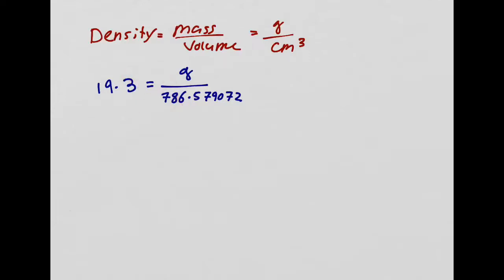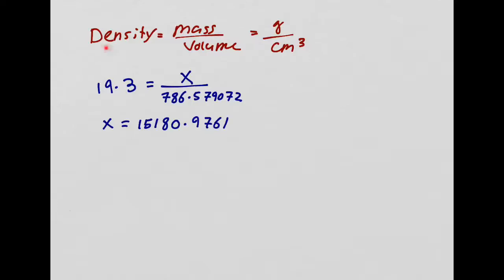Now, this is math, algebra. This is cross multiplication. And the mass over here, this one is my X because I don't have the mass. So to get X, what would you do? It's 19.3 times this number. So for X, what I end up getting is 15180.9761. Can you tell me what's the unit?